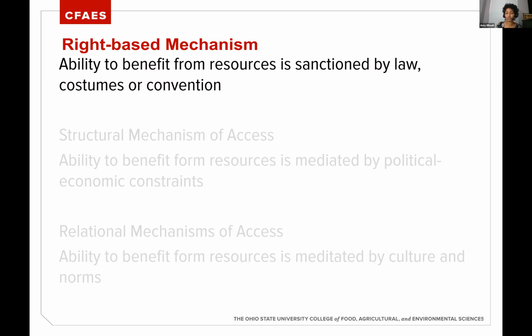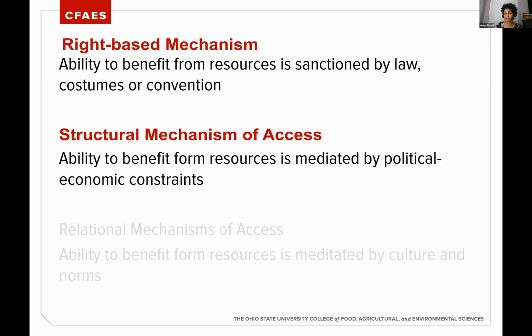But there are also structural mechanisms of access. These mechanisms might be mediated by political or economic constraints. With that, we think of things like infrastructure, access to internet, these kinds of things. These are structural mechanisms of access.